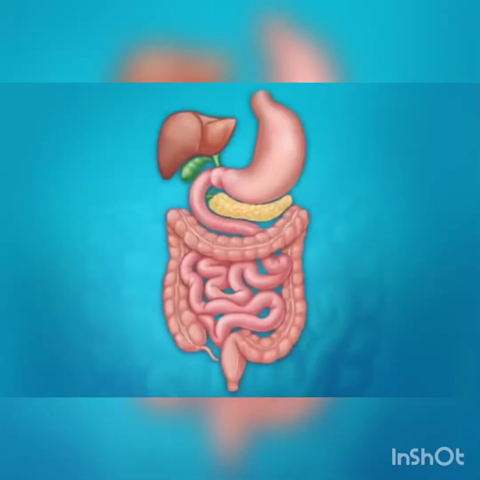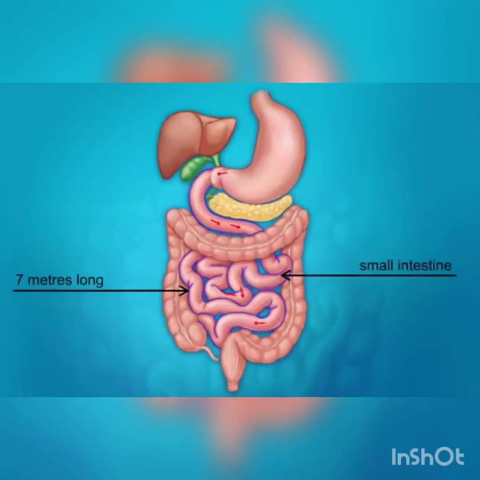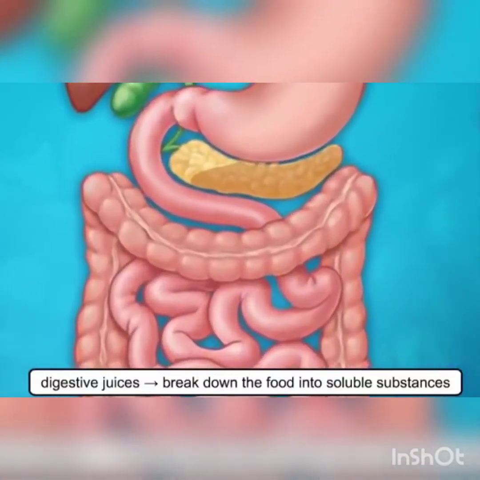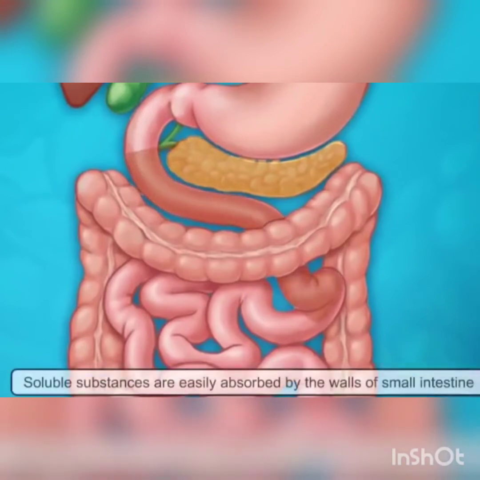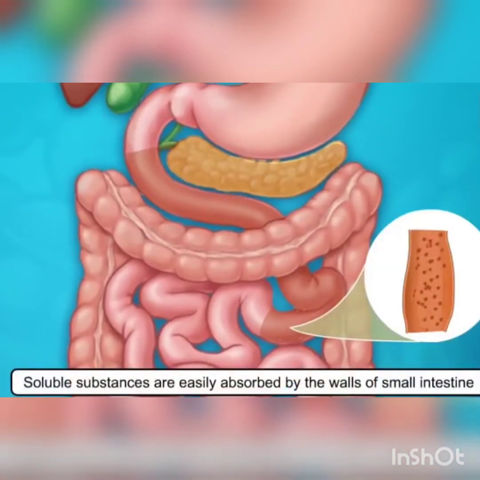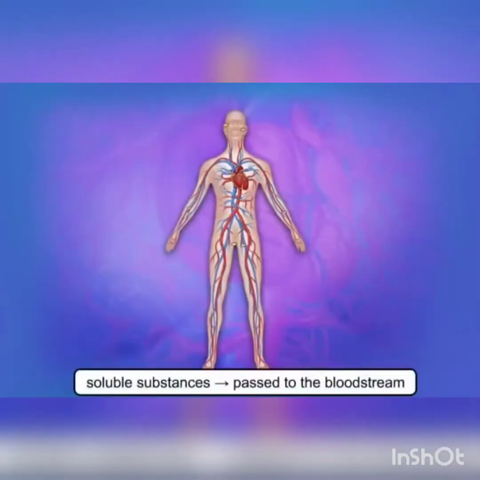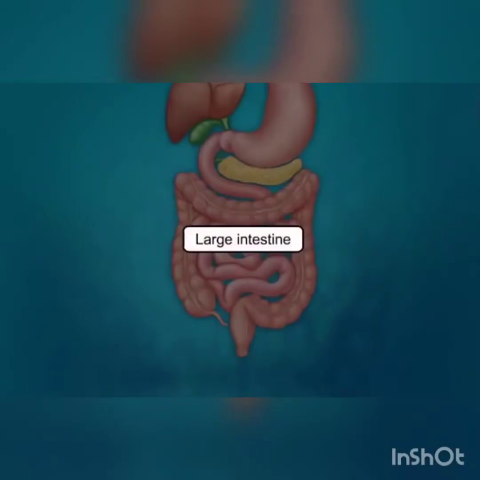Then the next part is the small intestine. When the food leaves the stomach, it enters into the small intestine, which is nearly 7 meters long. The digestive juices help to break down the food into soluble substances. Soluble substances are easily absorbed by the walls of the small intestine. It is then passed into the bloodstream.